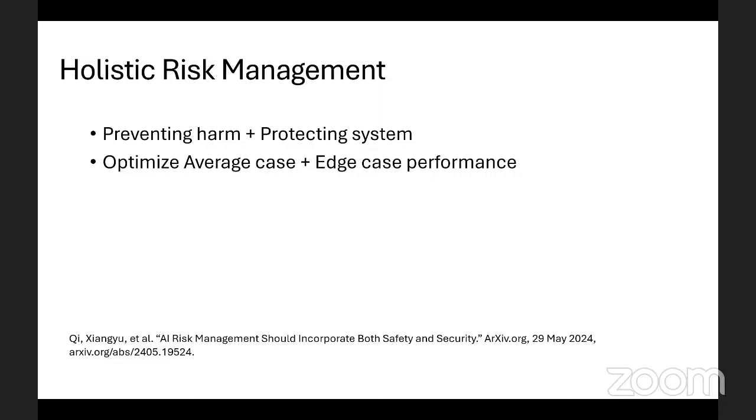Because security is mostly focused on worst-case, lower-bound problems, whereas baseline safety is focused on having good performance for average cases. So how do we manage this trade-off between average-case and edge-case performance? And how do we optimize that for risk mitigation? That's something that interests me.